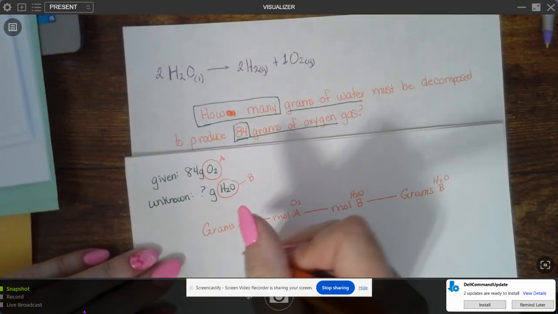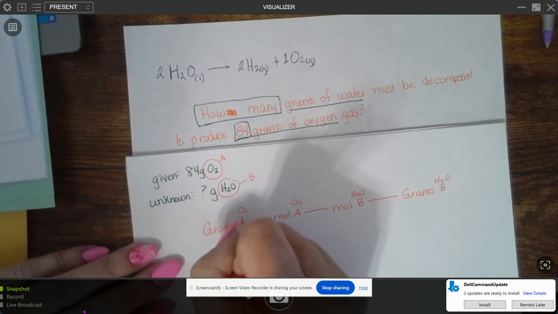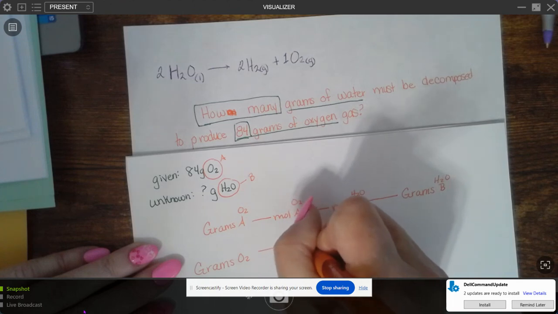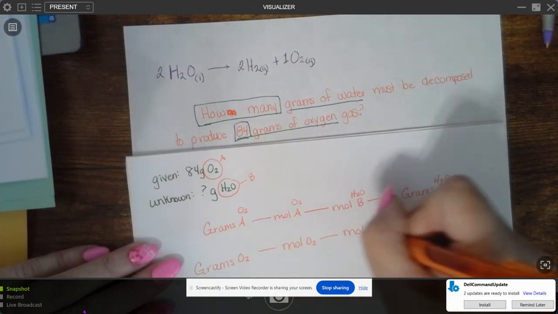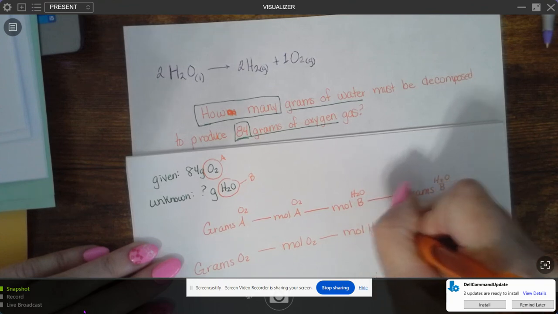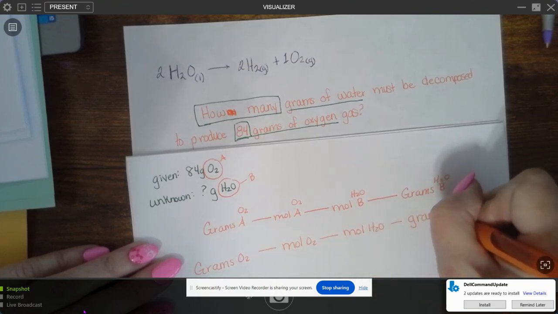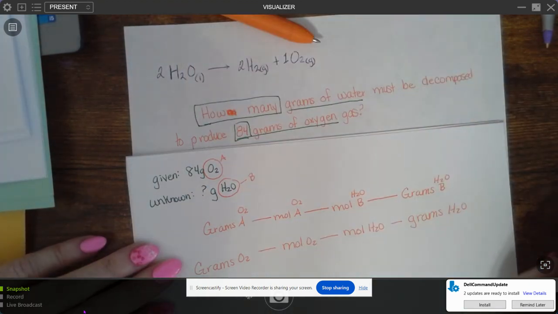So maybe let's just completely rewrite this. Let's say we start with grams of O2. We can convert to moles of O2. We can convert to moles of H2O. And then we can convert to grams of H2O. Okay, so let's see how this works.